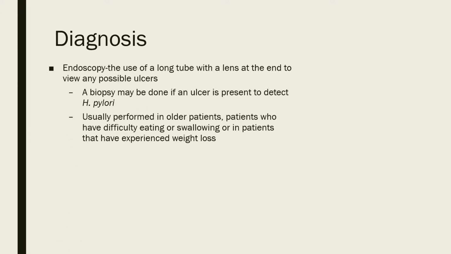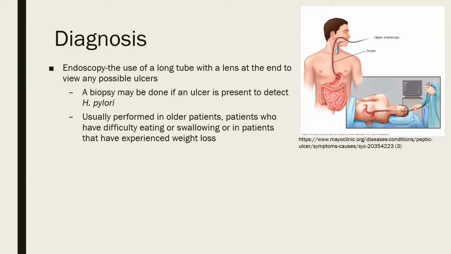To diagnose peptic ulcer disease, a doctor may perform an endoscopy on a patient. Endoscopy is the use of a long tube with a lens at the end to view any possible ulcers. If an ulcer is viewed, a biopsy may be done to detect H. pylori. An endoscopy is usually performed in older patients, in patients who have difficulty eating or swallowing, or in patients that have experienced weight loss. In this image right here, this is what an endoscopy would look like.